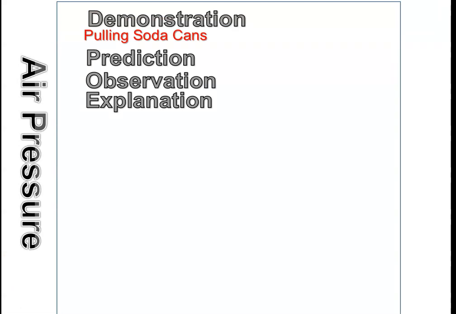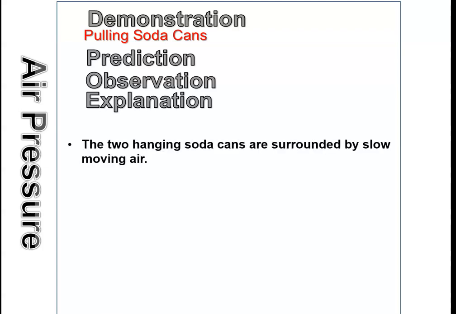So after you've written your observations, we're going to go into the explanation. Go ahead and pause the video right here, but I'm going to move forward. Okay? So we have the two hanging soda cans, and they're surrounded by slow-moving air in the classroom.